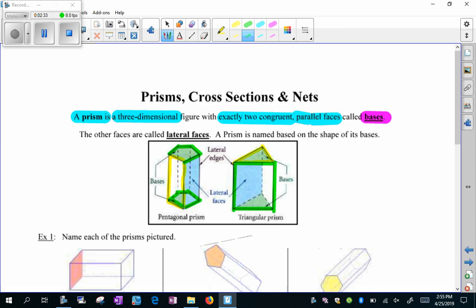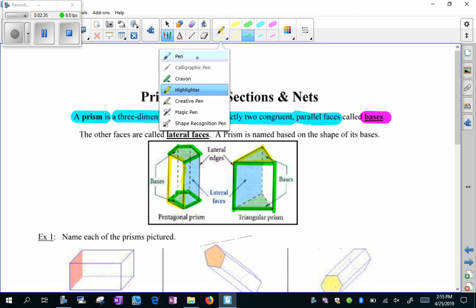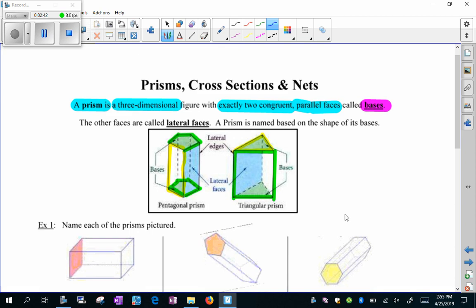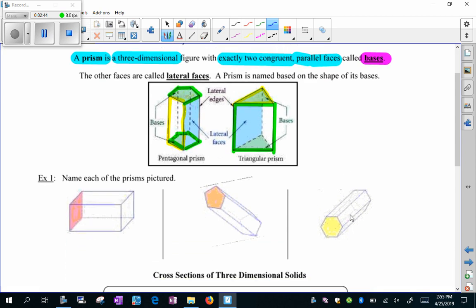All right, so let's go down to example number one. Let's start naming some of these prisms. I know you've done this in the past, so I'm going to go through fairly quickly. If you have questions, please ask in class. It says, name each of the prisms pictured, and it's highlighting what the base is. So this base here is a square, so I'm going to call it a square prism. Yes, you can also call it a rectangular prism.